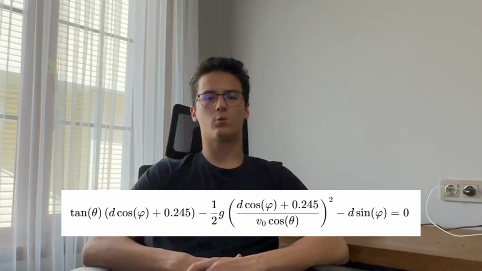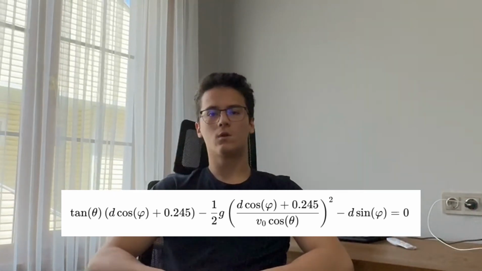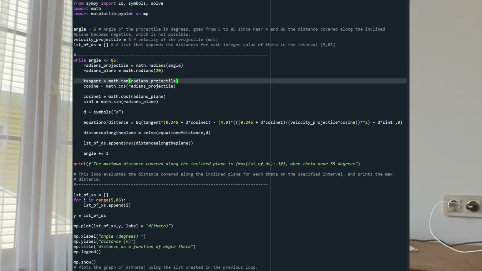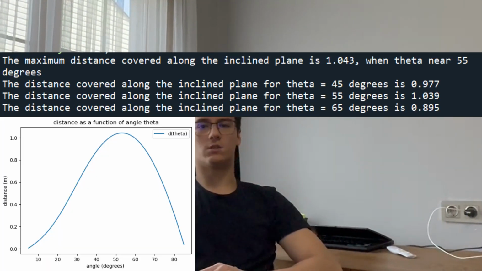Finally, to find the theoretical values, I needed to solve this equation for D. But since it was too complex to solve and hard, I wrote a Python script so that it can solve it for me. And using this script, I obtained this information. In conclusion, the final table was looking like this.